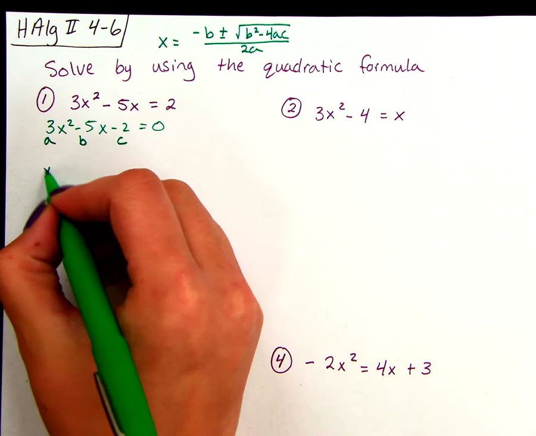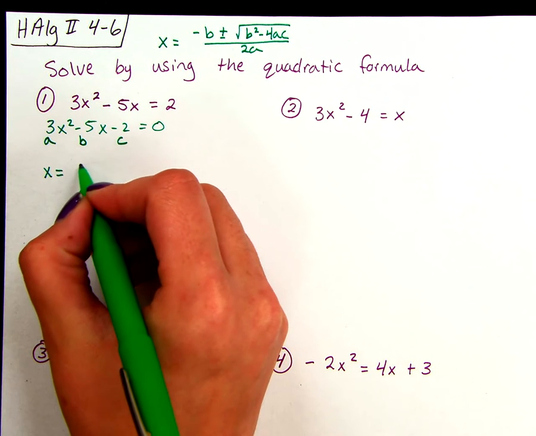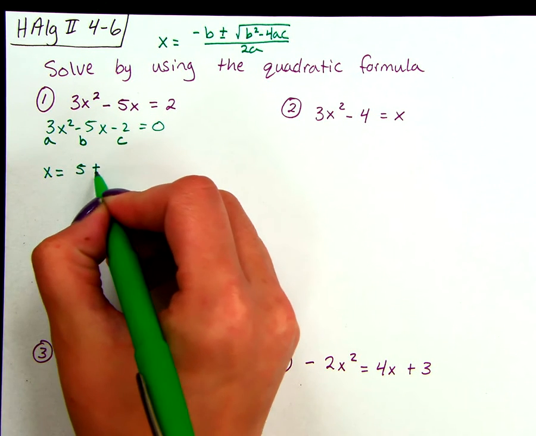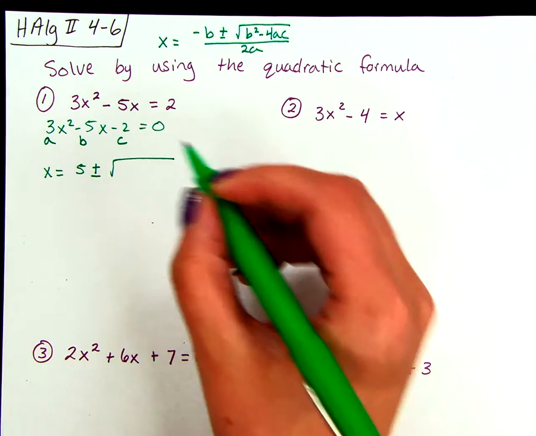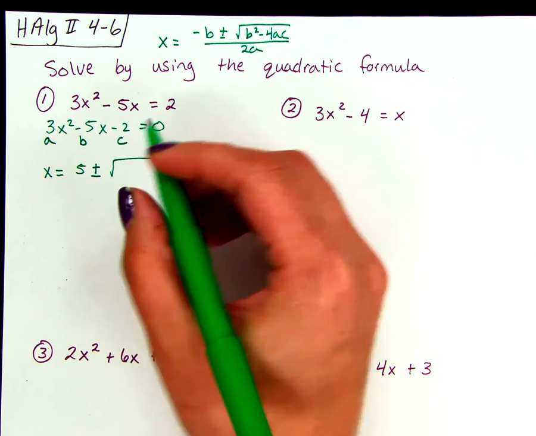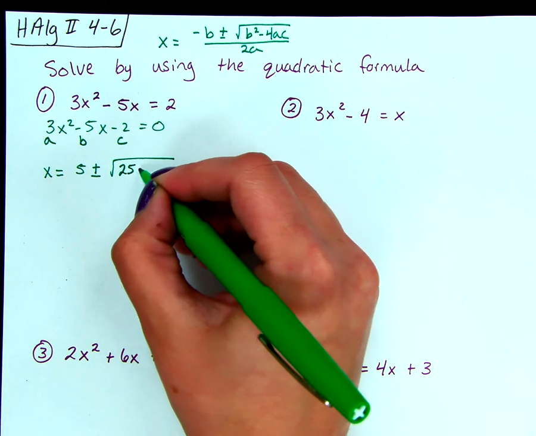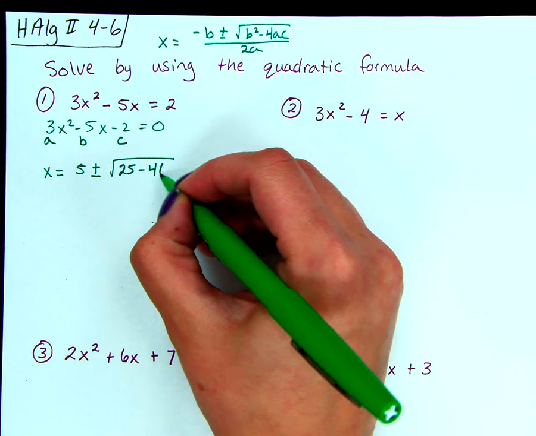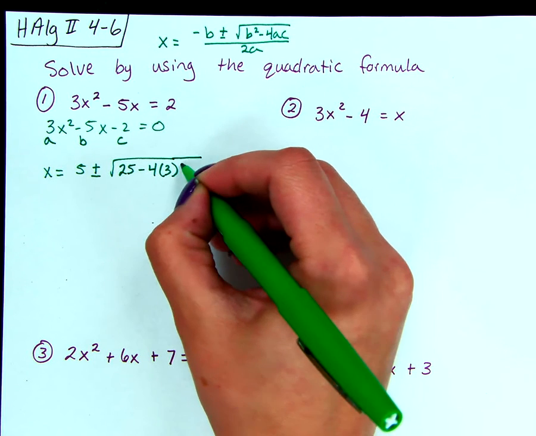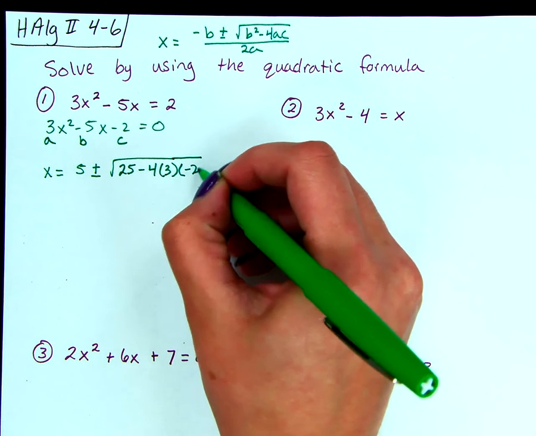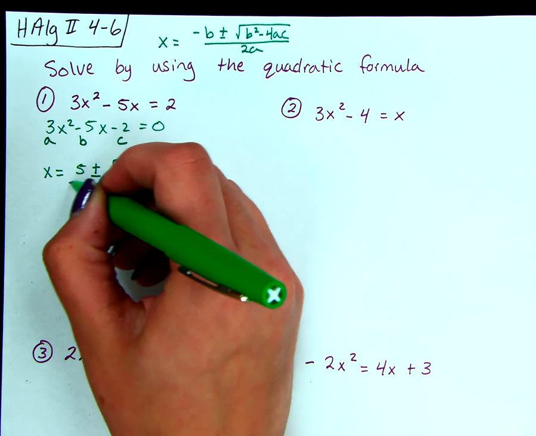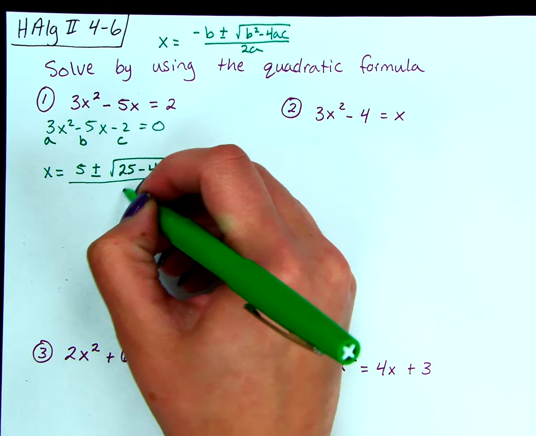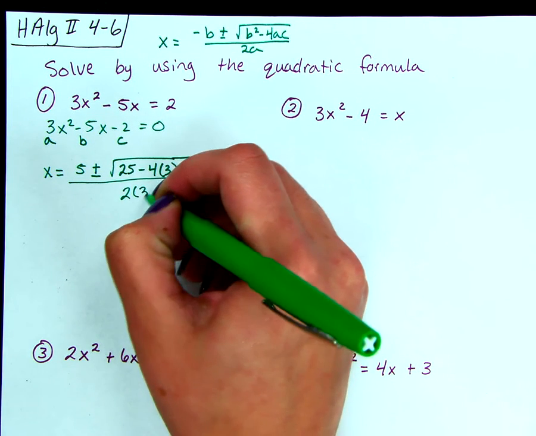So we have x equals the opposite of b, so positive 5, plus and minus the square root of 5 squared, which is 25, minus 4 times a, so that's 3, times c, which is negative 2, all over 2 times a, so 2 times 3.